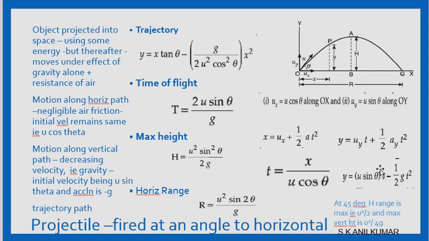So this is how the formula is. At 45 degrees, if you aim and fire something, the range is maximum, and the vertical height is u square by 4g. That is when you fire at 45 degrees, when theta is 45.